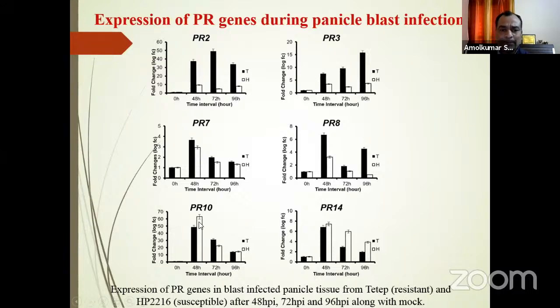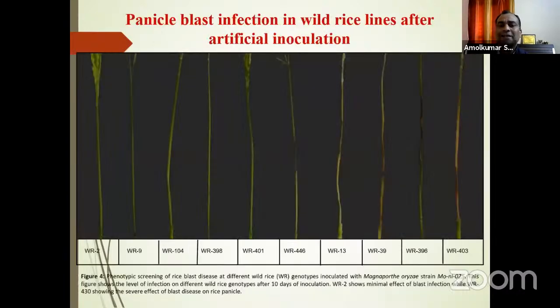But here PR7, PR10 and PR14, the expression of these genes is almost similar in resistant and susceptible lines. So we confirmed that yes, using this method we can get panicle blast properly. And after that we screened almost all wild rice accessions which we have available here, out of which you can see different types of patterns we can get, from complete resistance to susceptibility, different levels of susceptibility, that is, in this 403 the complete panicle gets yellowish.